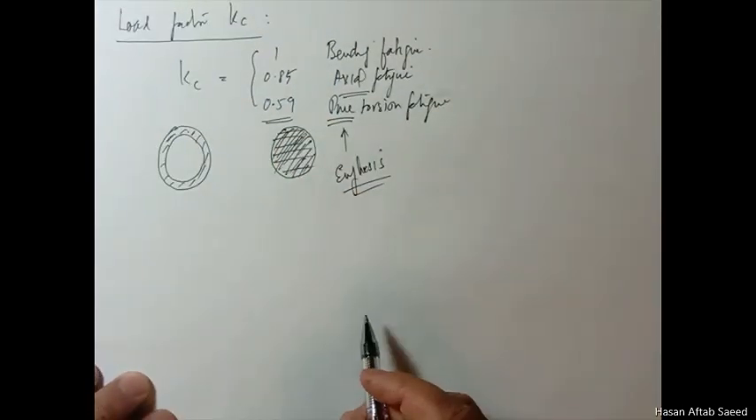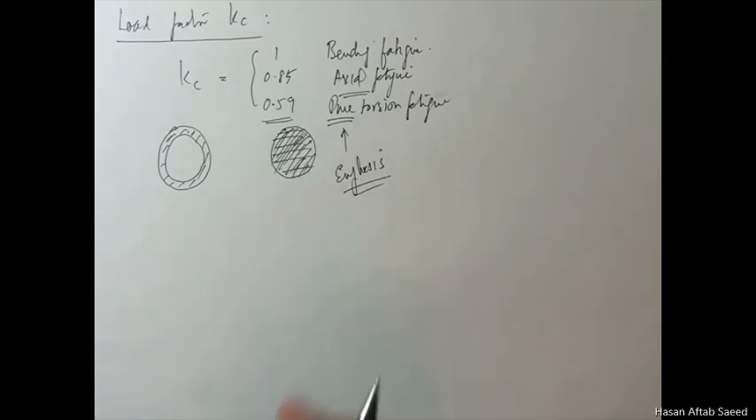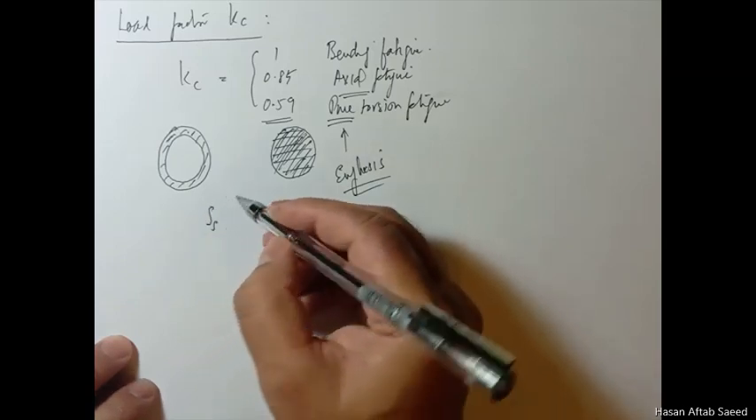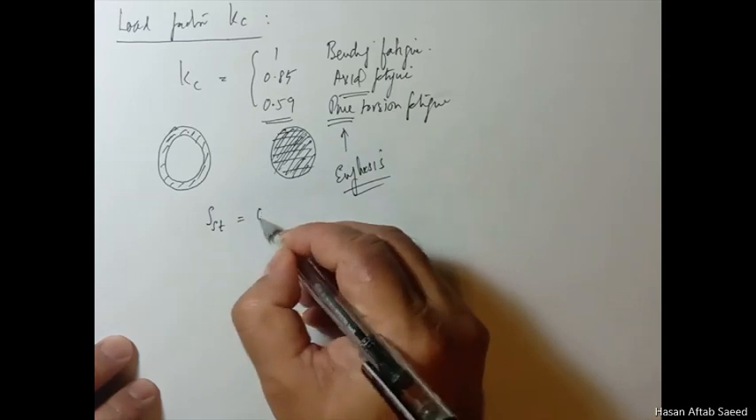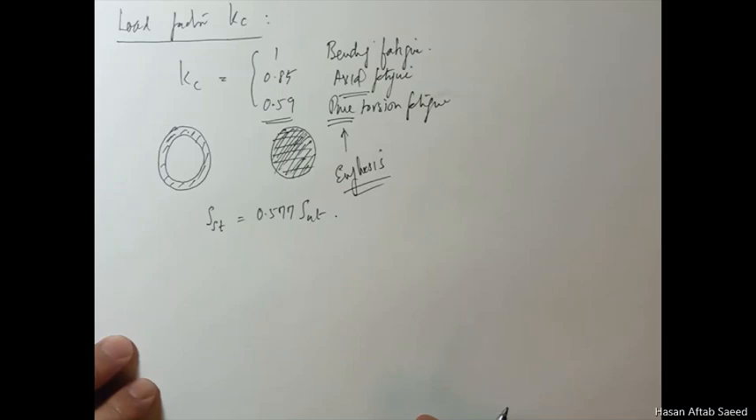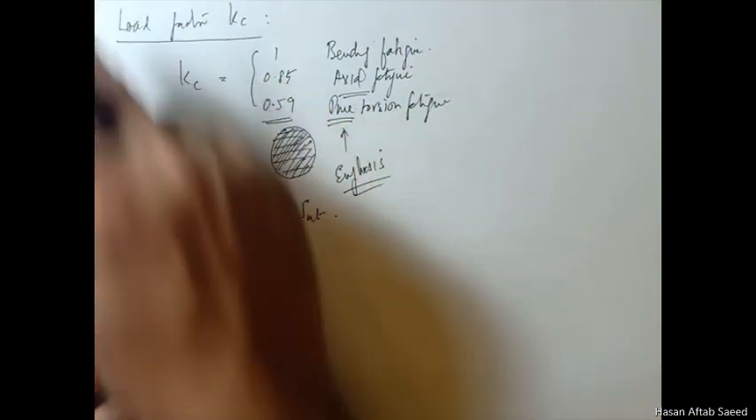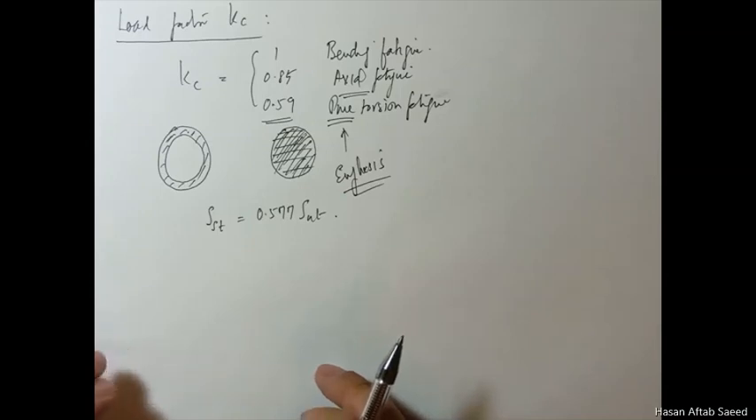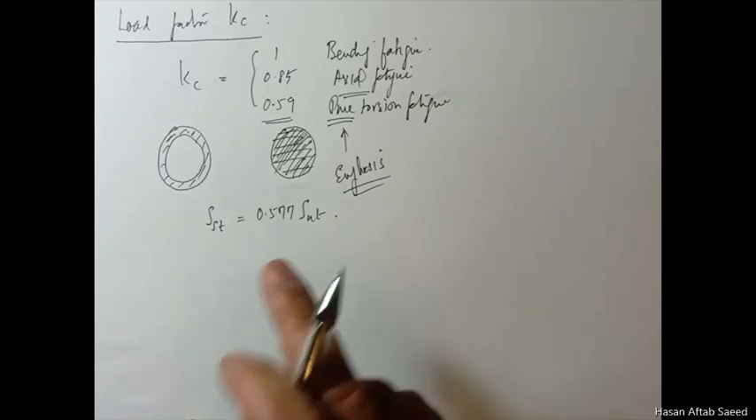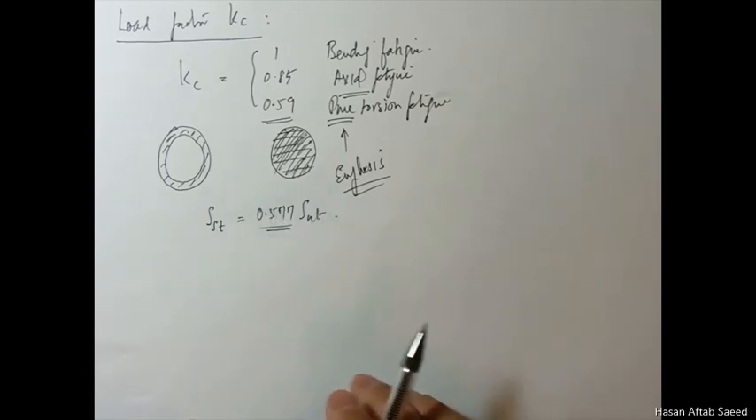And what is the basis for this number? We know that in the case of static loading, the shear strength of any material, if we refer to the von Mises theory, is about 0.577 of the ultimate tensile strength. Now, there are experiments that have confirmed that even in fatigue, not static loading, the torsional strength of the material is more or less the same as compared to the ultimate tensile strength.